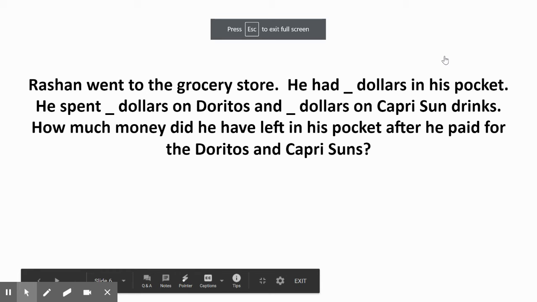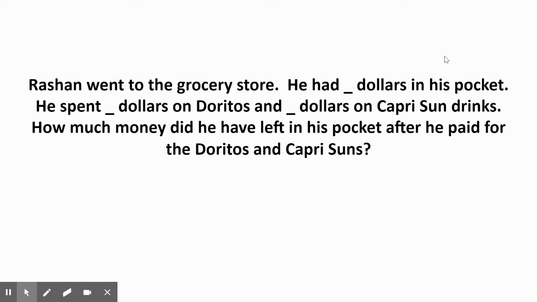He spent blank dollars on Doritos and blank dollars on Capri Sun drinks. How much money did he have left in his pocket after he paid for the Doritos and the Capri Sun? So I'm going to read that again and you get a picture in your mind. Rashawn went to the grocery store. He had blank dollars in his pocket. He spent blank dollars on Doritos and blank dollars on Capri Suns. How much money did he have left in his pocket after he paid for the Doritos and the Capri Suns?